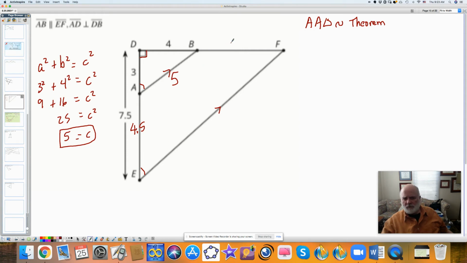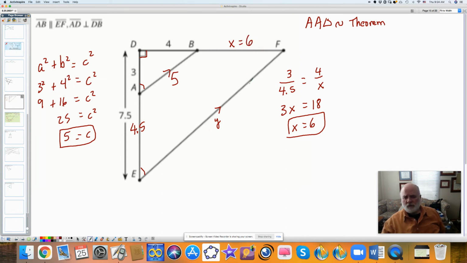We're going to call this piece x, and let's just call this one y while we're at it. So if I'm going to solve for this distance, which we called x, let's set up proportional parts. The side splitter divides these two sides into proportional parts. We have 3 is to 4.5 as 4 is to x. Cross multiply, 3x is equal to 18 and x is equal to 6. This is equal to 6.